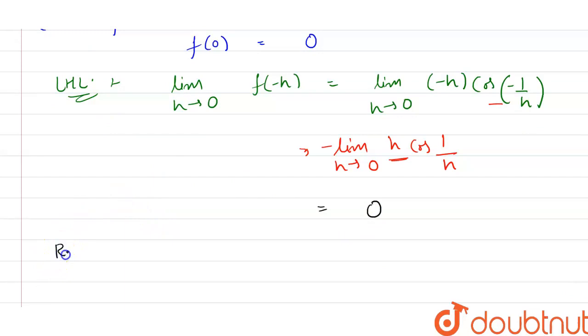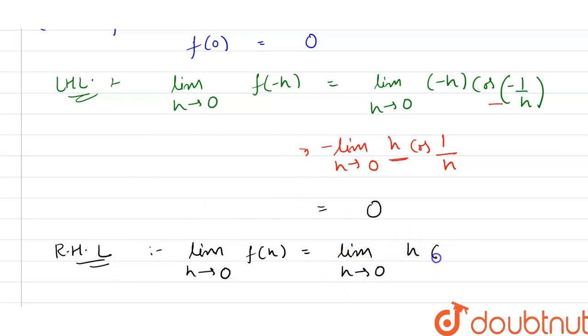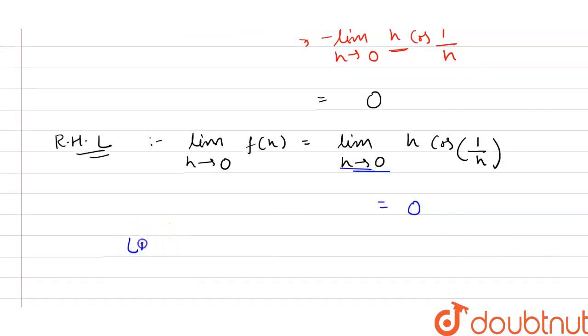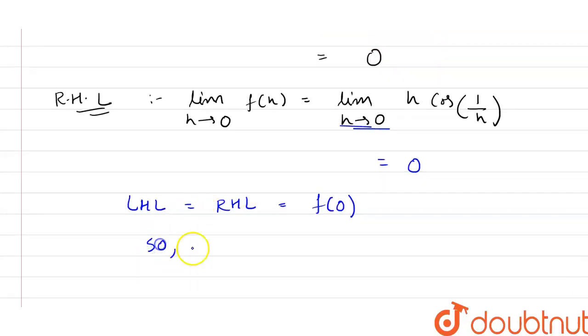Similarly, the right hand limit is the limit as h tends to 0 of f(h), which is the limit as h tends to 0 of h into cos(1/h). If we put h tends to 0, this is equal to 0. So from here we can say that LHL equals RHL equals f(0), so this is continuous.